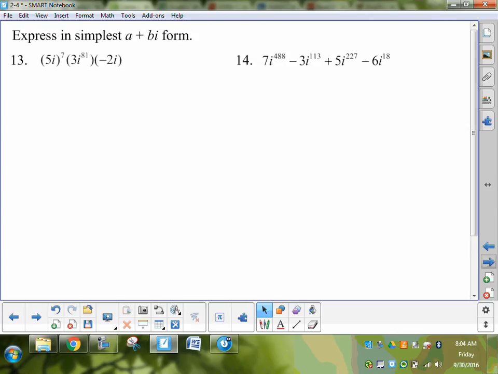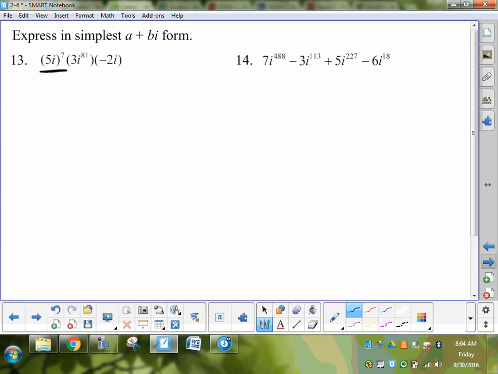We're going to express these out in simplest a plus bi form. Now, this is the part where you're going to have to make sure you know your exponent rules, number 1, and that you're not afraid of algebra, because some of you start panicking when the numbers get slightly large. Taking a look at what's there, this needs to get handled first.